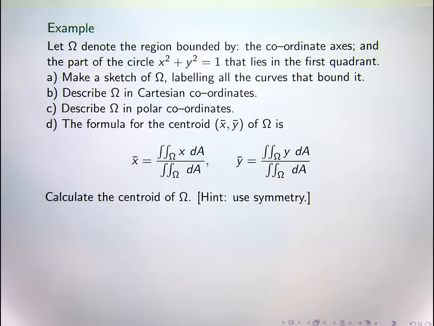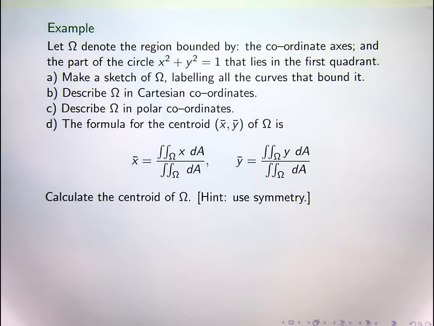Then we're asked to do a number of things. Make a sketch of the region omega, labeling all the curves that bound it. Describe omega in Cartesian and polar coordinates. And then calculate the centroid of omega. And we're given a little bit of a hint, use symmetry. Now remember, symmetry can save us a lot of time when available.